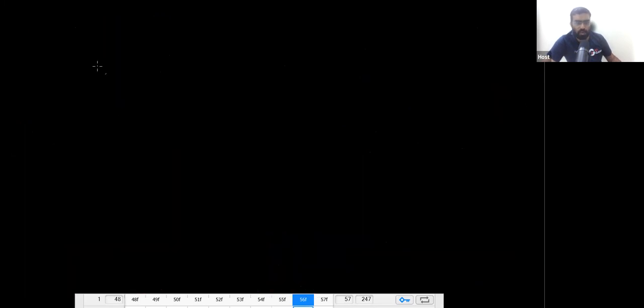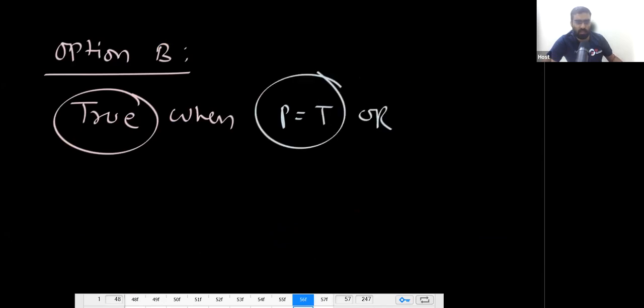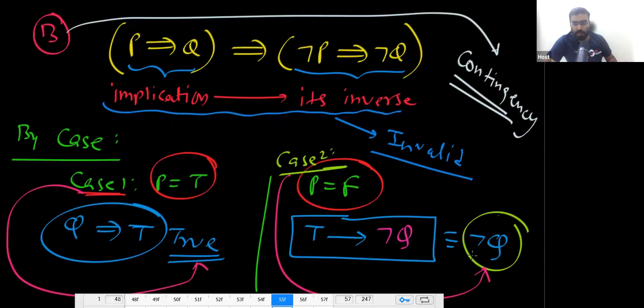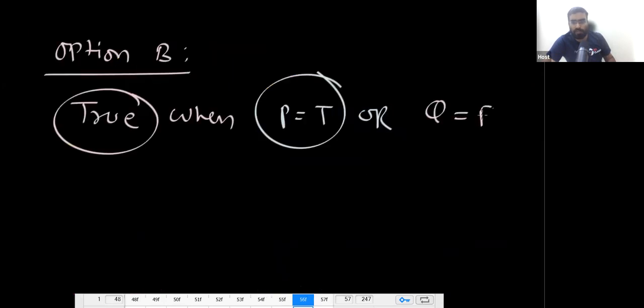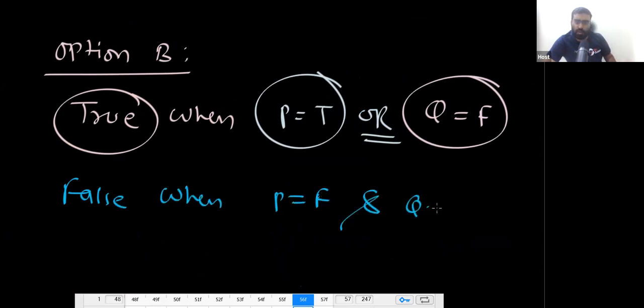So you can easily see that if you look at option B, I can say option B is true when P is true or Q is false. And option B is false when P is false and Q is true. In this situation, option B is false. I hope this point is clear.